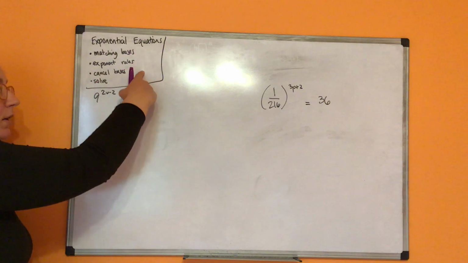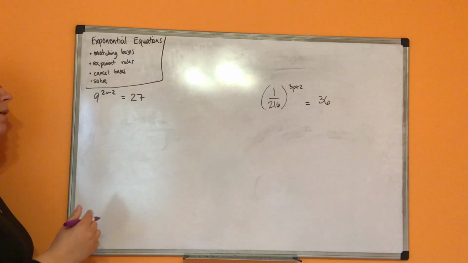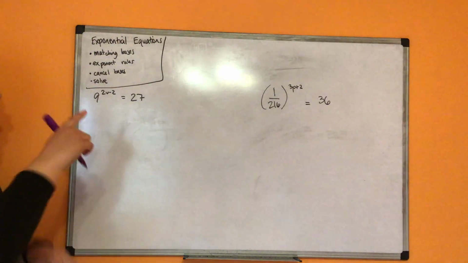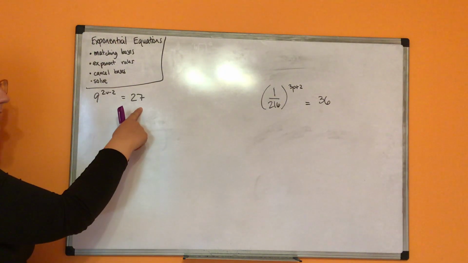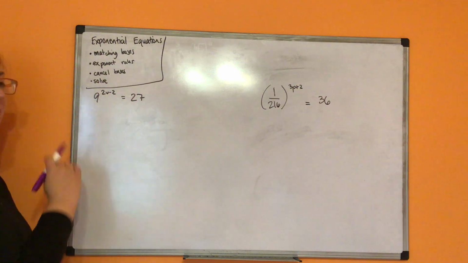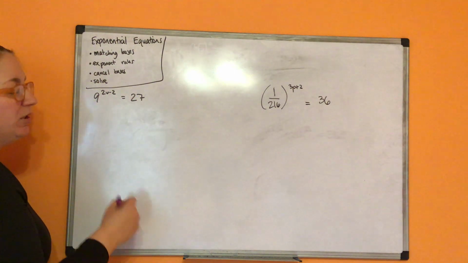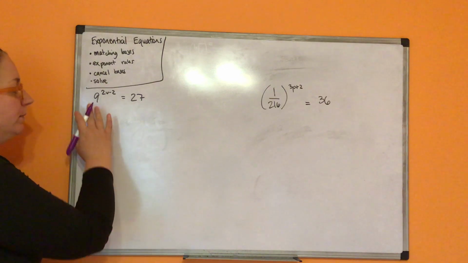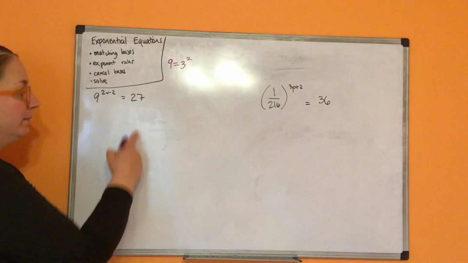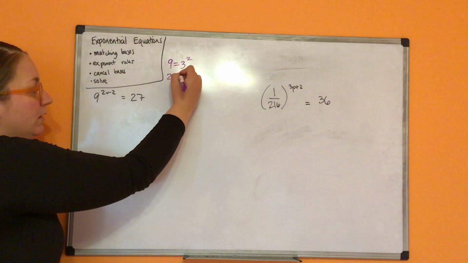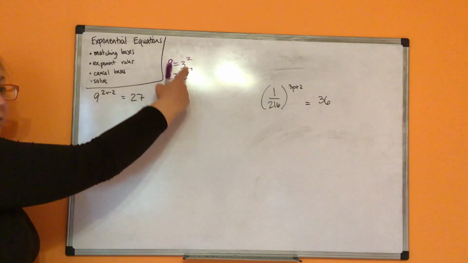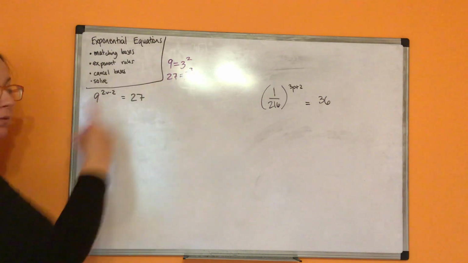I have kind of a shortcut version of the steps we're going to follow up here, and I'll refer to those as we go. So this first one, I have a base 9 and a base 27. Can I write both of those with the same base? Just to jog your memory, I'm going to help you with these first two. 9 is the same as 3 squared. 27 is the same as 3 to the third. Notice that these now have both a base of 3.